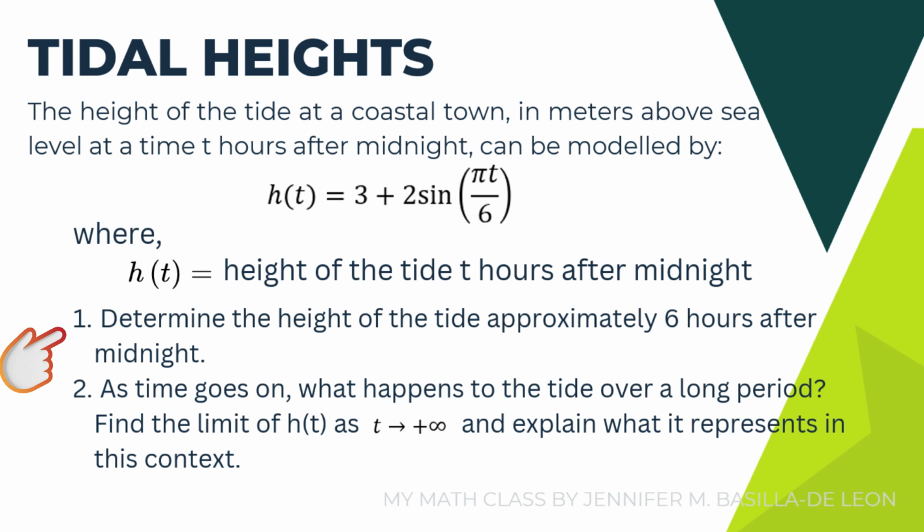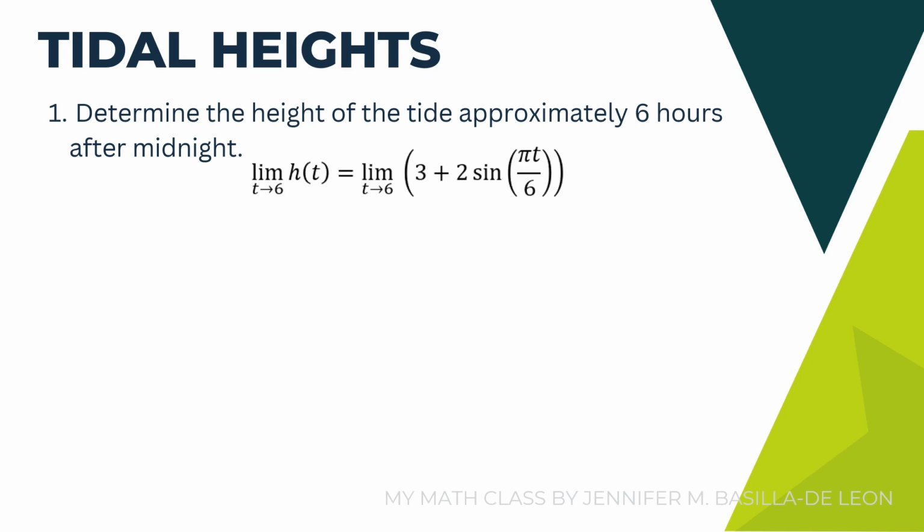First, determine the height of the tide about 6 hours after midnight. Second, as time goes on, what happens to the tide over a long period? Find the limit of h of t as t approaches positive infinity and explain what it represents in this context. To find the height at 6 hours, we use the limit of h of t as t approaches 6. That is, the limit of 3 plus 2 times sine of pi t over 6 as t approaches 6.